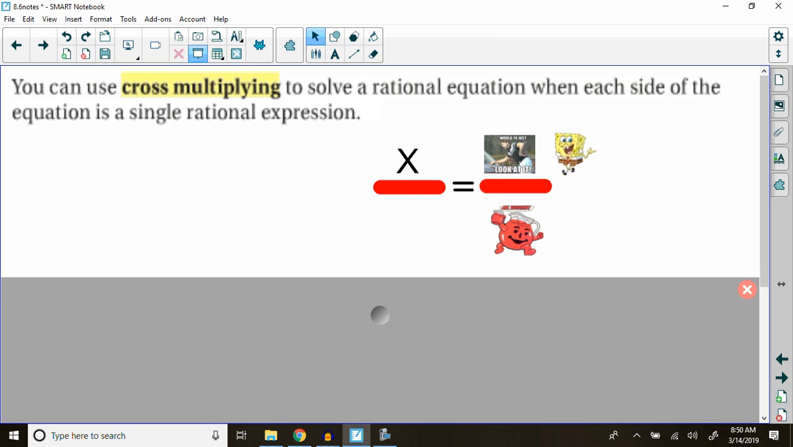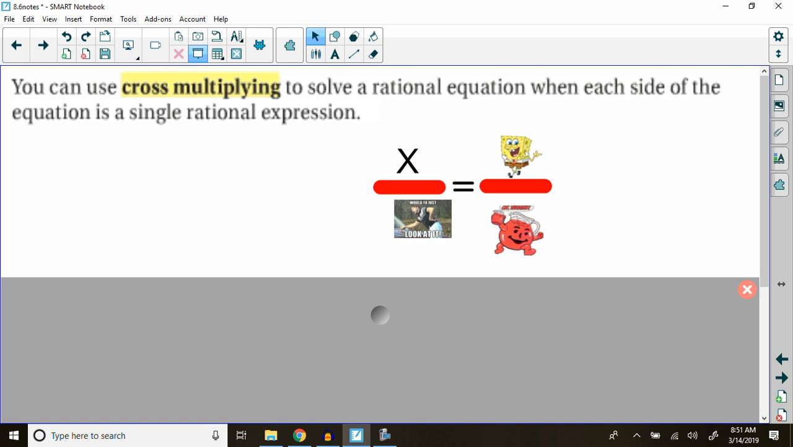SpongeBob up here by this guy. Okay, and then what? Bring this guy down here. Oh, down here. Okay, because that's a diagonal. Okay, and then what? We want SpongeBob by himself on that side.